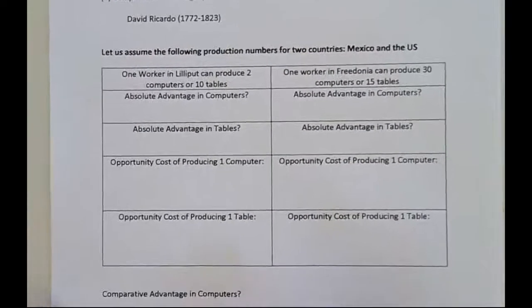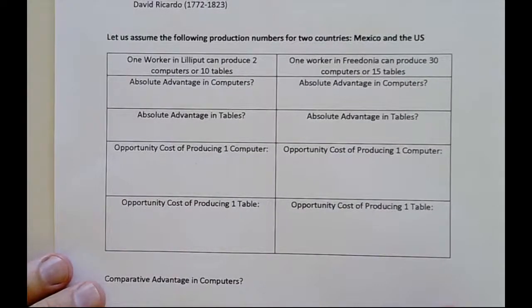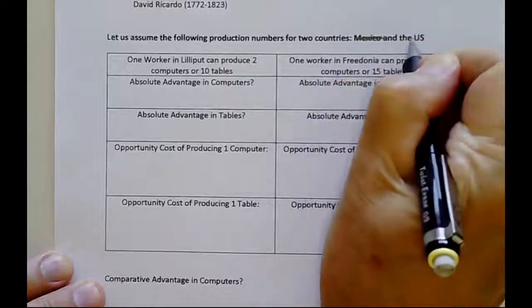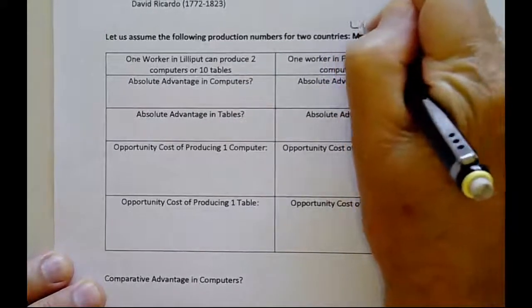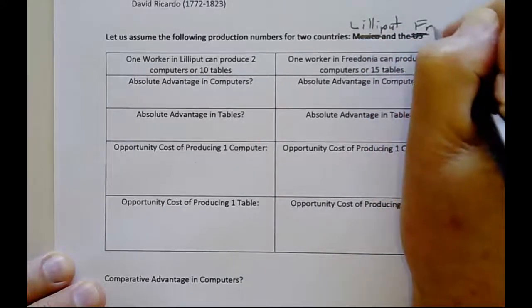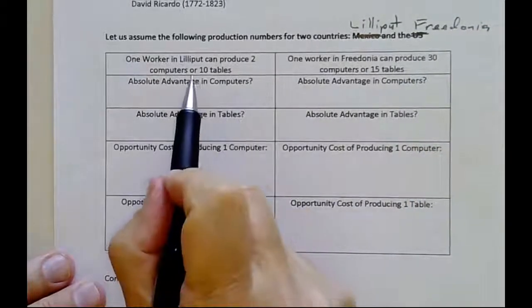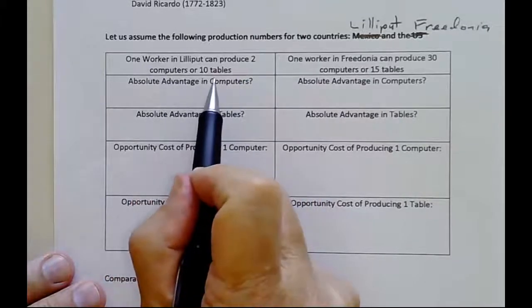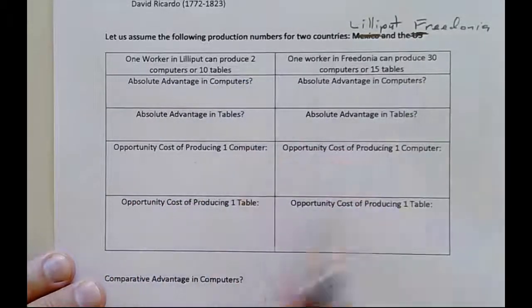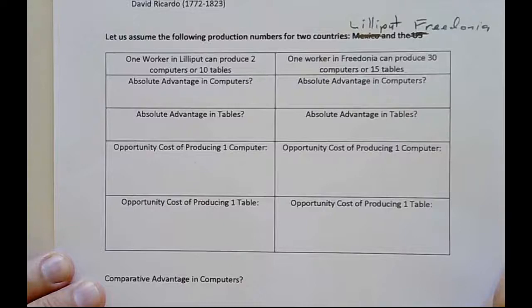So let me explain this with an example. This is the kind of question I would ask on exams. Here I made up some numbers for 2 different countries. Let's go to Lilliput and Fredonia. One worker in Lilliput can produce either 2 computers or 10 tables. Where do these numbers come from? I made them up. One worker in Fredonia can produce 30 computers or 15 tables. Again, I made these numbers up, and that's what I would do on the exam.